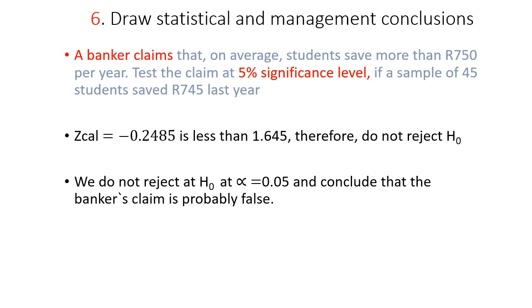Now that we are not rejecting H naught, our conclusion is we do not reject H naught at alpha equals 0.05. That's our significance level. You always mention the significance level. And conclude that the banker's claim is probably false. Okay, because here we are not rejecting H naught, which means H naught is true, and probably H alternative is false.